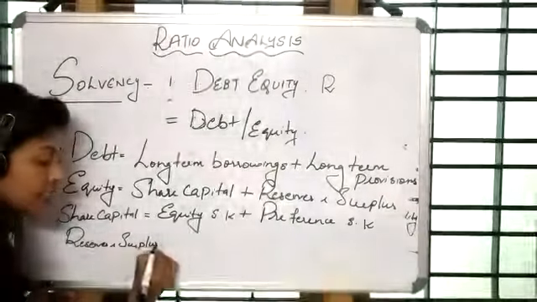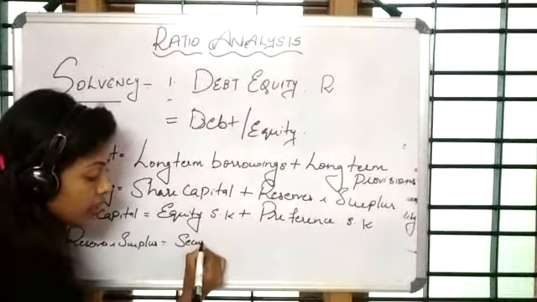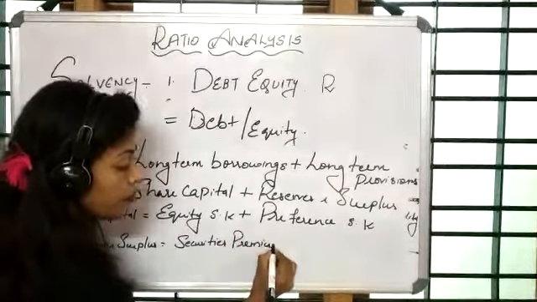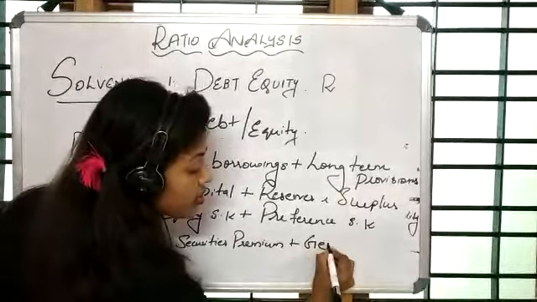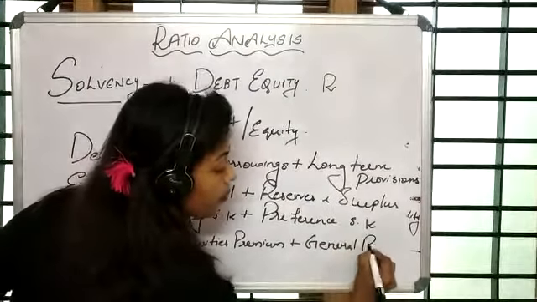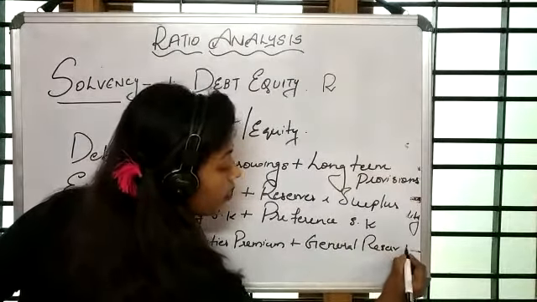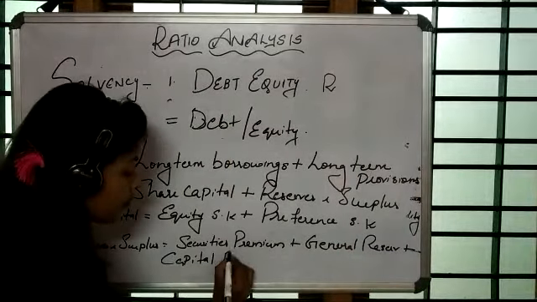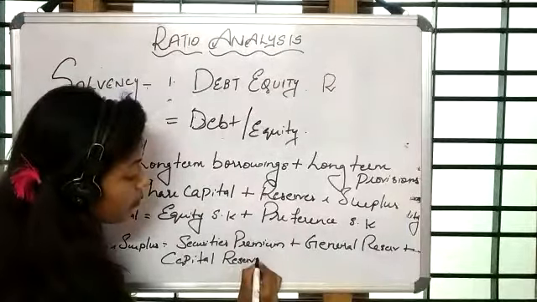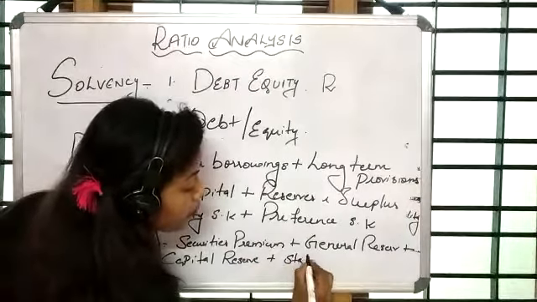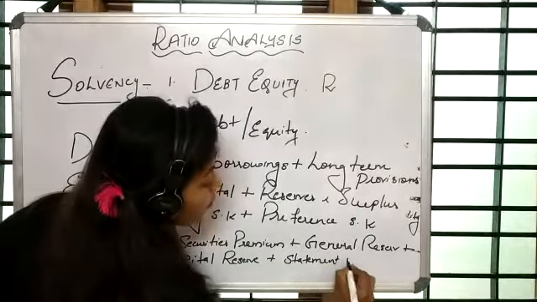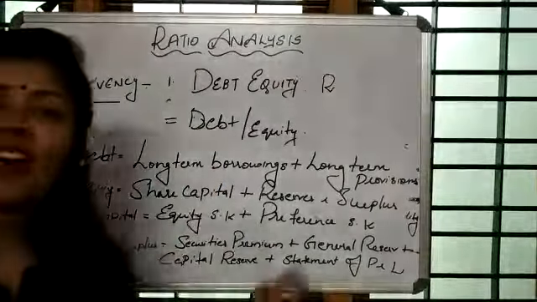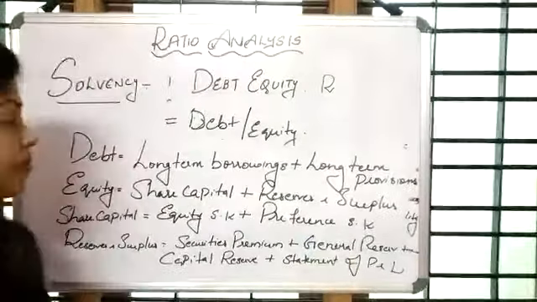So what is reserves and surplus? Reserves and surplus is equal to securities premium plus general reserve plus capital reserve plus statement of profit and loss. I have made it very clear to you.